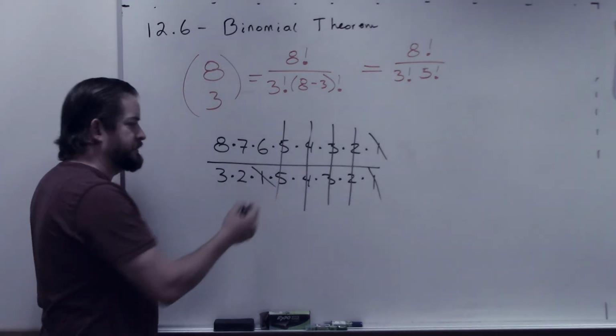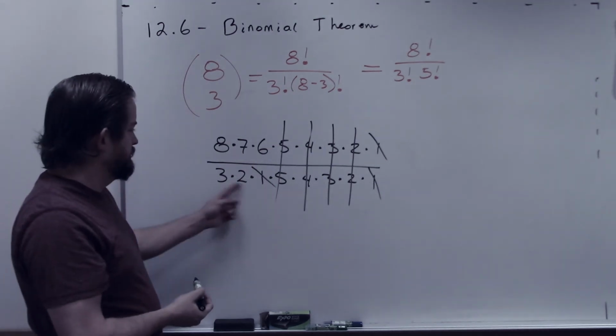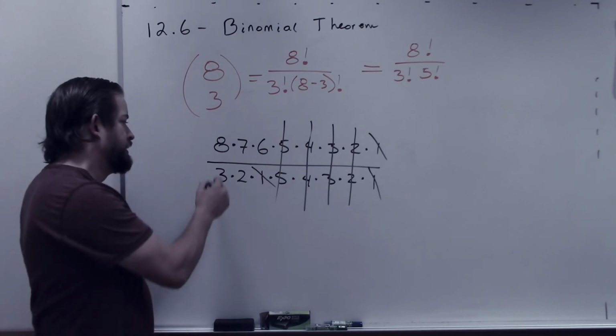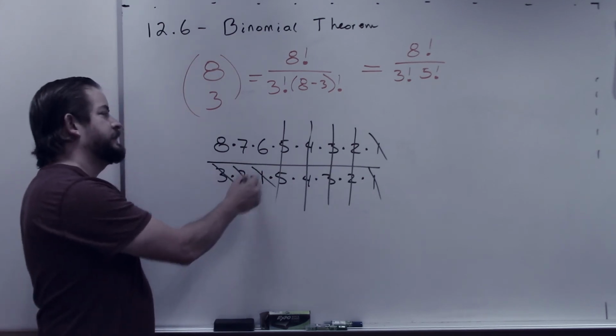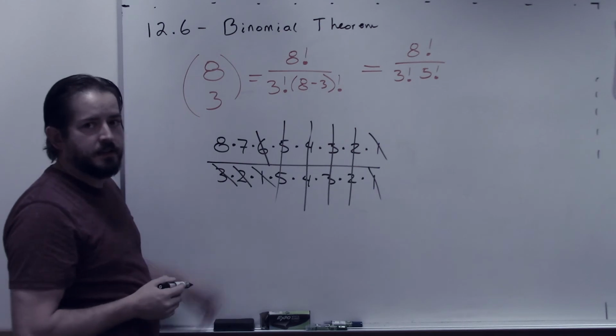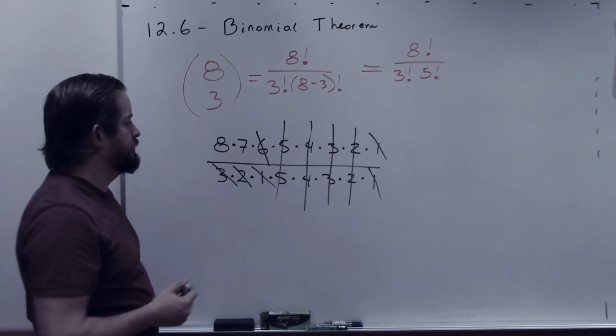This 1, again, is not significant. Dividing or multiplying by 1 doesn't change anything. But this 3 and 2 are a 6, and so I can cancel out that 6, and I have 56 left over.